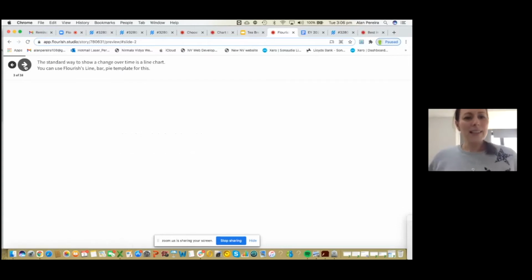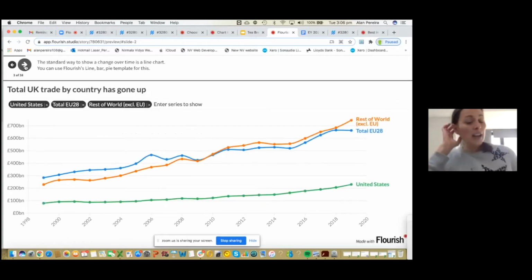And the standard way to show a change over time is a line chart. It's a great basic chart type that's used for lots of things, and you'll be very familiar with. And the reason why it's so good is because it's very simple and very easy to understand how a series changes over time.